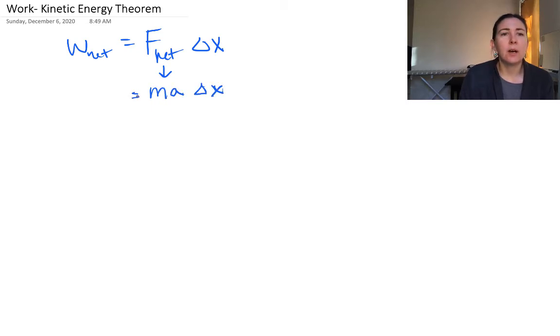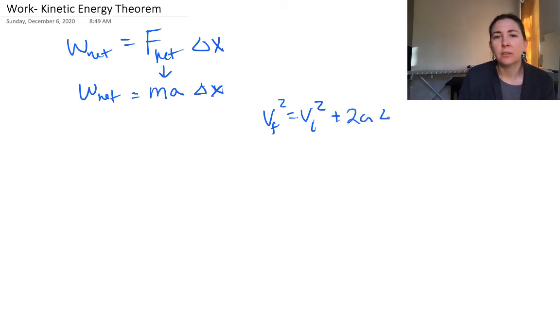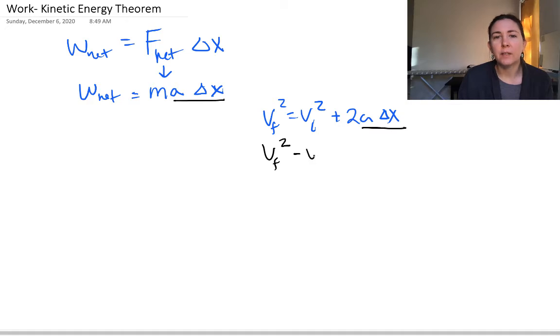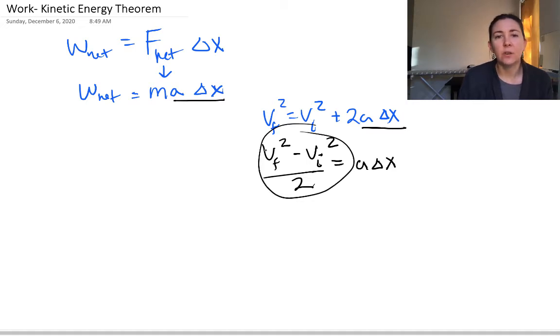Okay, now bear with me. We need to do a little bit of algebra here. So you should remember this equation: velocity final squared is velocity initial squared plus 2a delta x. Notice I have an a delta x here, and I have an a delta x here. So what I want to do is solve for a delta x and then plug it into this equation. So I get velocity final squared minus velocity initial squared over 2 is a delta x. So I'm going to plug this right in here.